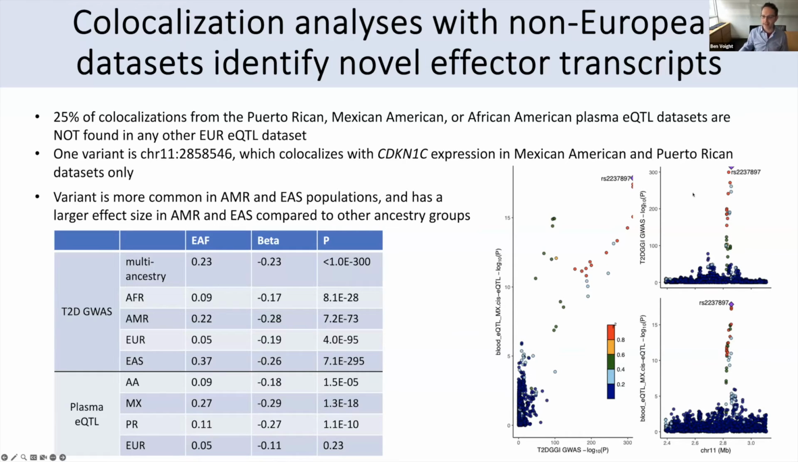On the top panel here is the LocusZoom plot where you can see our association for type 2 diabetes. It's off the charts. And then if you look at blood QTL data, there's a cis-eQTL for this gene in the Mexican American cohort that aligns basically perfectly with our type 2 diabetes signal. You might say, okay, well, this is a massive signal. Why did you find it here and not others?